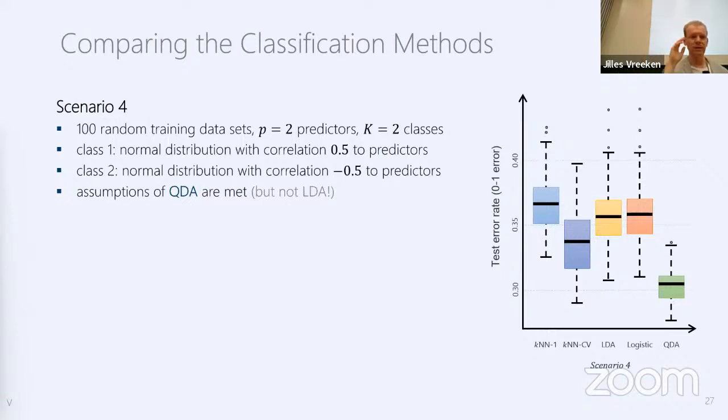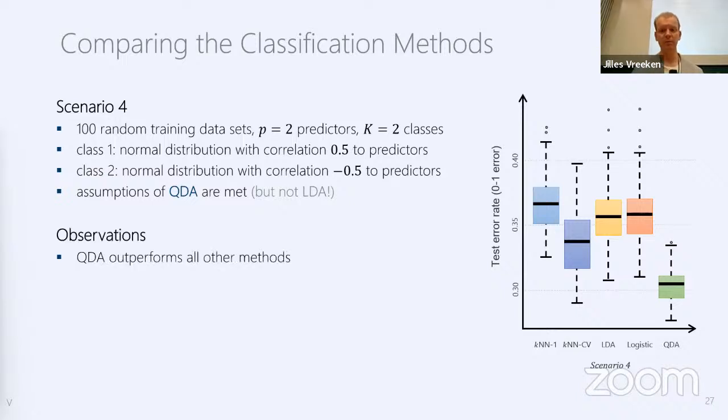Fourth scenario. Now I'm going to have different covariances per class. In one class, I have a positive correlation between the predictors. In the other, I have a negative one. So basically, I have cigar shapes at different angles. LDA hates that. They all hate it except for QDA, because this is exactly what the QDA setup is defined as. So it outperforms all.